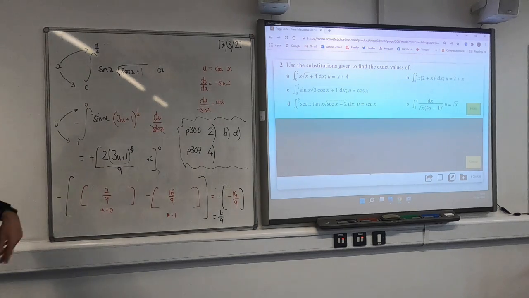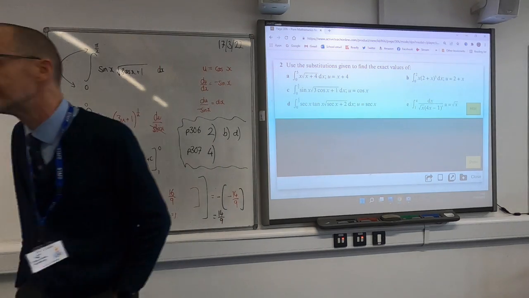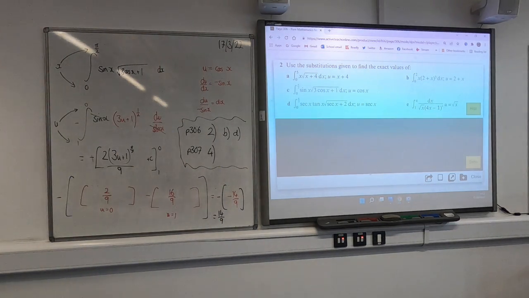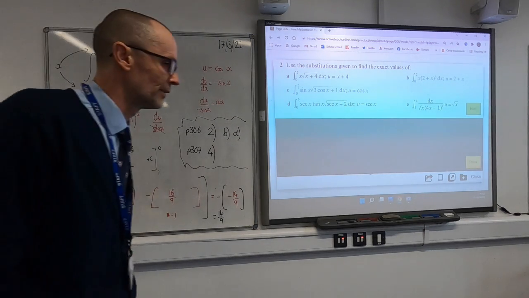But to be honest with you, I just got the calculator to do it. So I did 1 arrow x, and then I typed in 2 open brackets, 3x plus 1 to the power 3 over 2, all over 9.